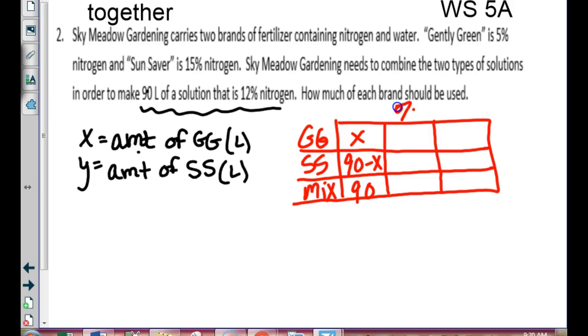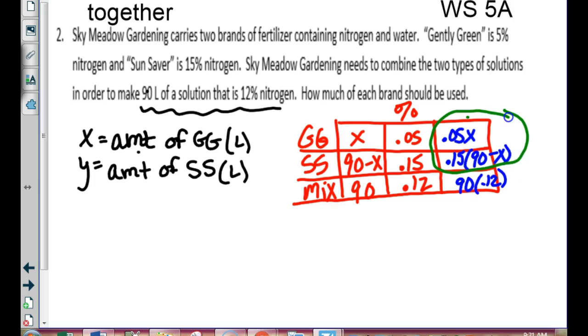And then in here you would want your percents. So you did 0.05 and 0.15, and the mix you want is 0.12. And then over here we wrote an expression like 0.05x, 0.15 times 90 minus x, and then 90 times 0.12 or 0.12 times 90. And then you took these 2 and you added them together to equal this.